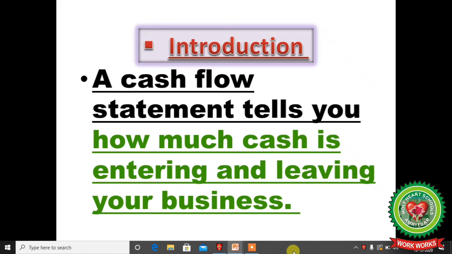So, introduction: a cash flow statement tells you how much cash is entering and leaving your business. Suppose you earn 5,000 from your business, but you paid 4,500 in expenses, which means only 500 is your profit for the month.